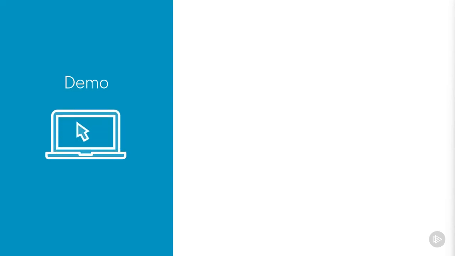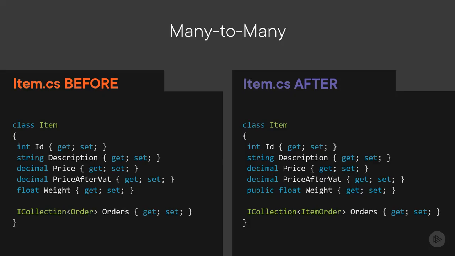In this demo we shall see how we can use the join entity that we've just created to change the way that we've mapped the relationship between item and orders from an approach using skip navigations into an indirect relationship. Before we start on the demo, let's just take a quick look at what we'll be doing to our entities in order to map the many-to-many relationship indirectly, using the simplified implementations of the item entity that we see here to showcase what we'll be doing in the demo.